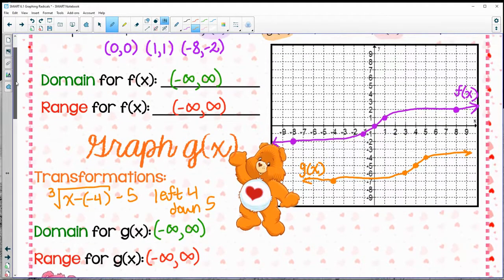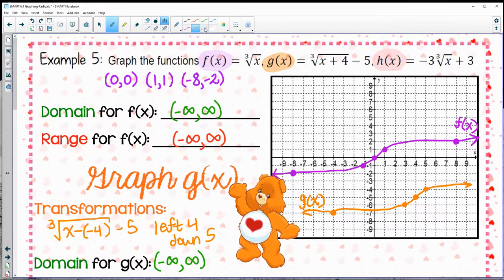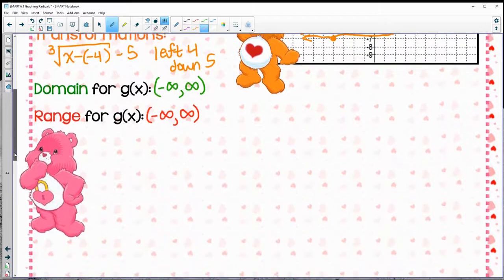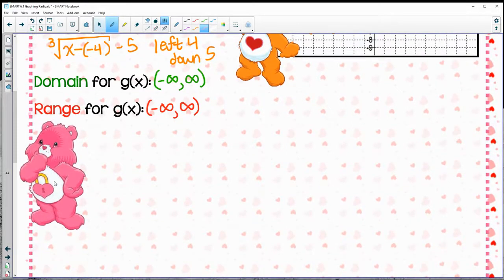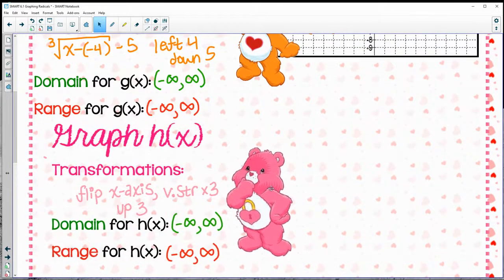All right, h of x is going to be a little different. Hopefully you saw 1, 2, and 3 transformations. But on this one, you'll see that the x is all by itself. So hopefully you didn't shift the graph left or right at all. We just had a couple things happening on the y values. We had a flip on the x-axis, a vertical stretch. Everything was getting multiplied by 3, and we shifted everything up 3.